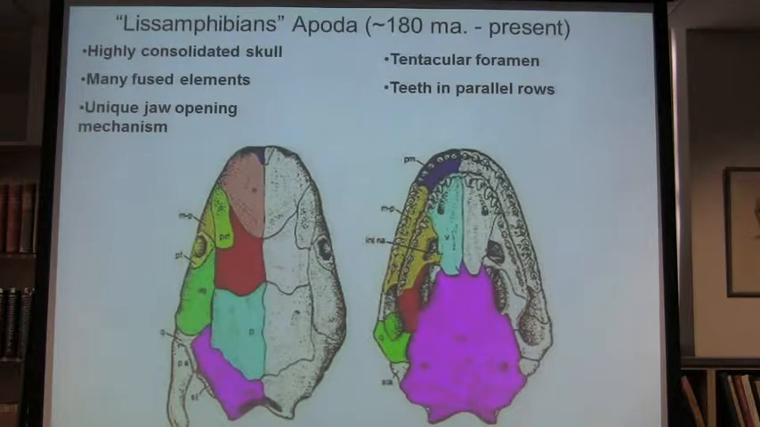They're characterized further by having a unique jaw opening mechanism that was described in some detail by a colleague who unfortunately couldn't make it today, as well as a unique sensory structure associated with modifications of the adventitia of the eye, the tentacle.